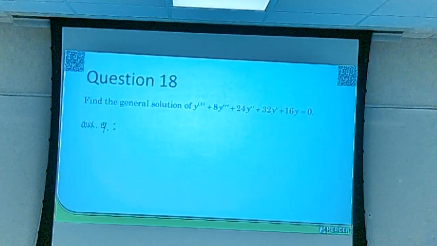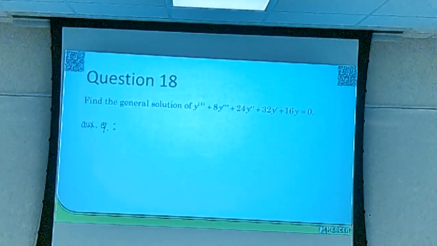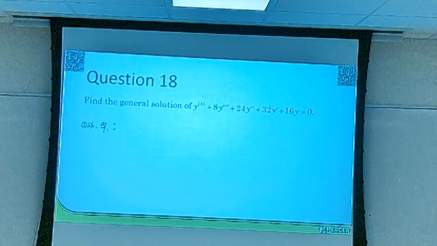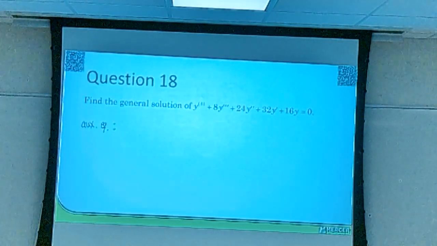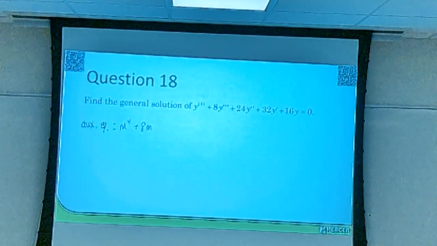It's the auxiliary equation: m to the 4th plus 8m cubed plus 24m squared plus 32m plus 16 equals 0.